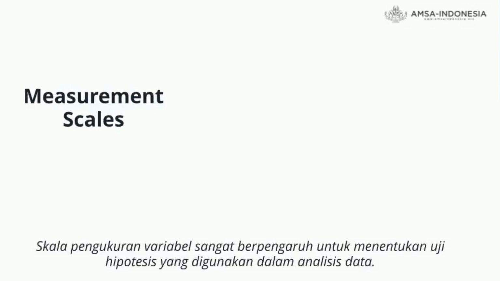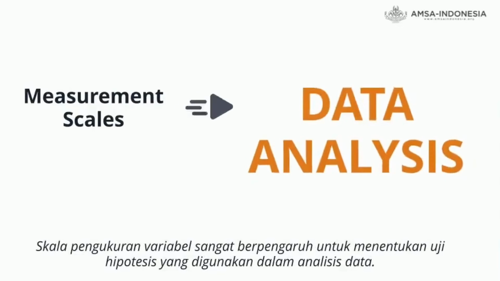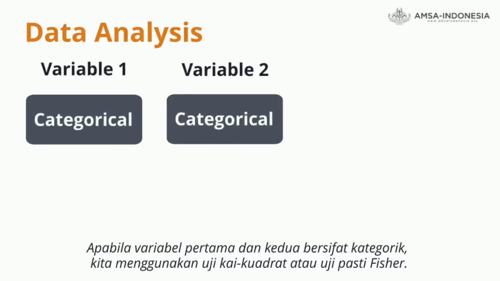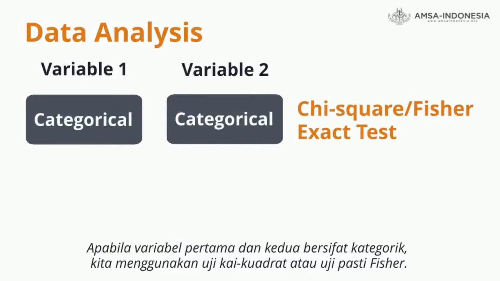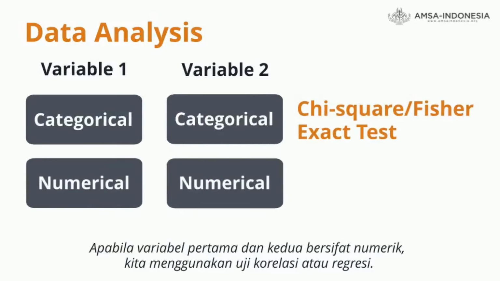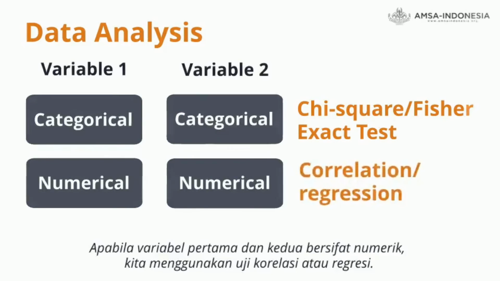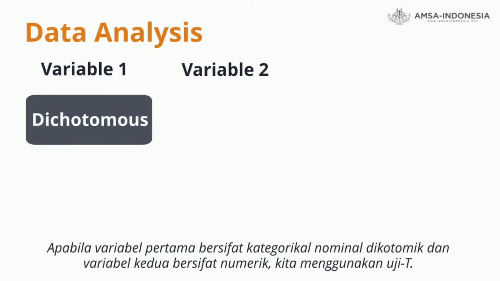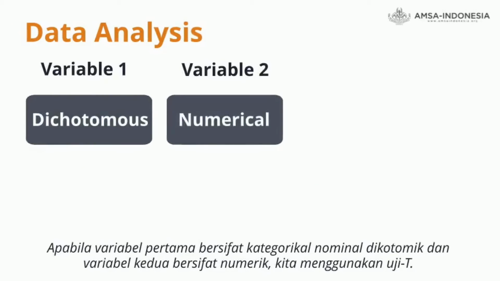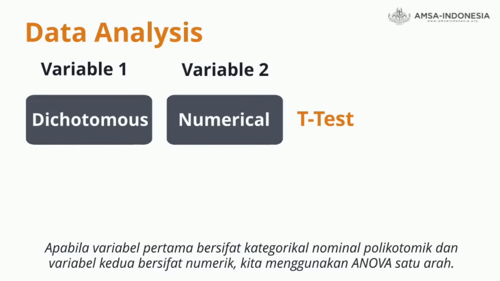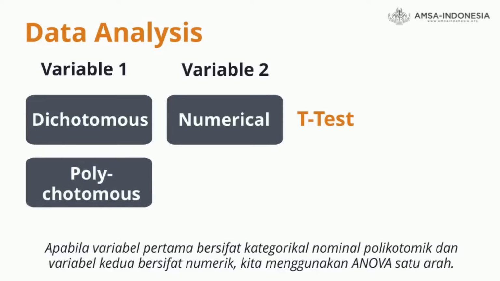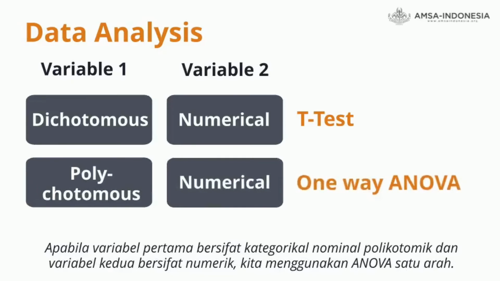The scale of measurement is extremely crucial to determine the appropriate hypothesis test that is going to be used in data analysis. If both variables are classified as categorical data, then we can use chi-square or Fisher exact test. If both variables are classified as numerical, then we can use correlation or regression test. If the first variable is dichotomous nominal categorical data and the second variable is numerical, then we can use t-test. If the first variable is polychotomous nominal categorical data and the second variable is numerical, then we could use one-way ANOVA.